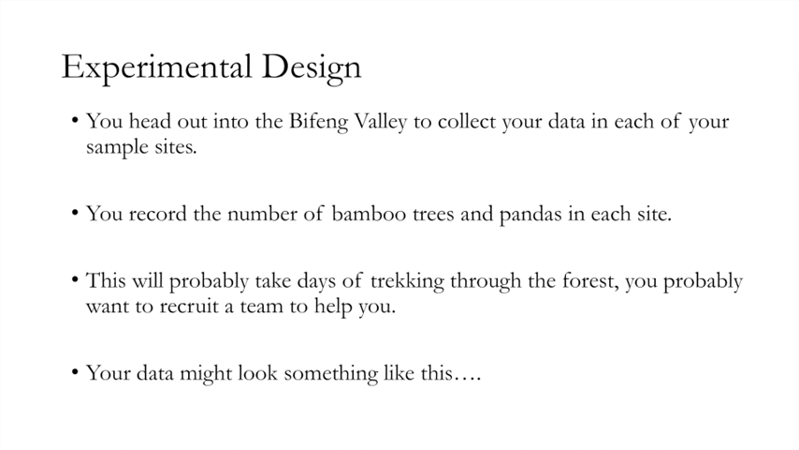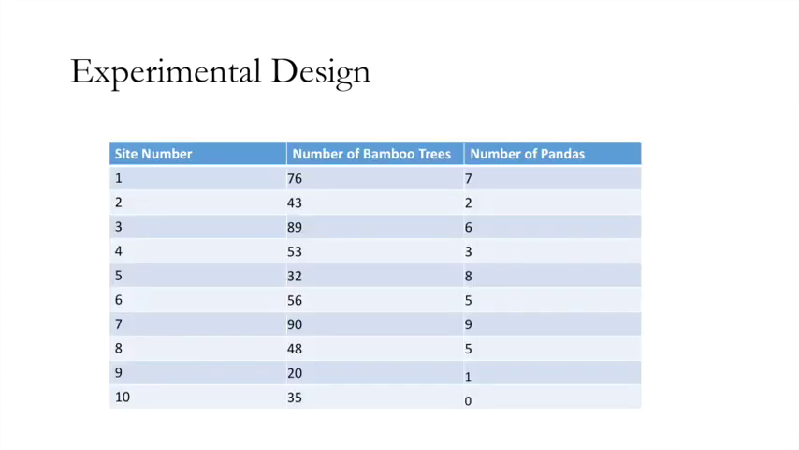So all this stuff is going to cost money. You're going to have to put away time. You're going to have the right experts involved. So these are all things that we consider. But say we've done all that and we have a good idea about how we're going to do it, we can have a look at our data. So what would our data potentially look like? So we go to site 1. We count the number of bamboo trees, 76, and the number of pandas within that area, within site 1. We've got 7 pandas. So we go through to the 10th site, and our data may look something like that.